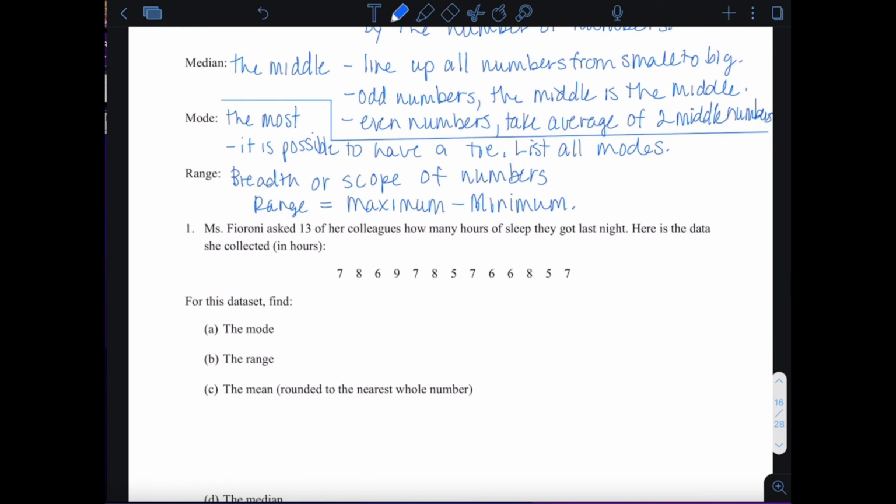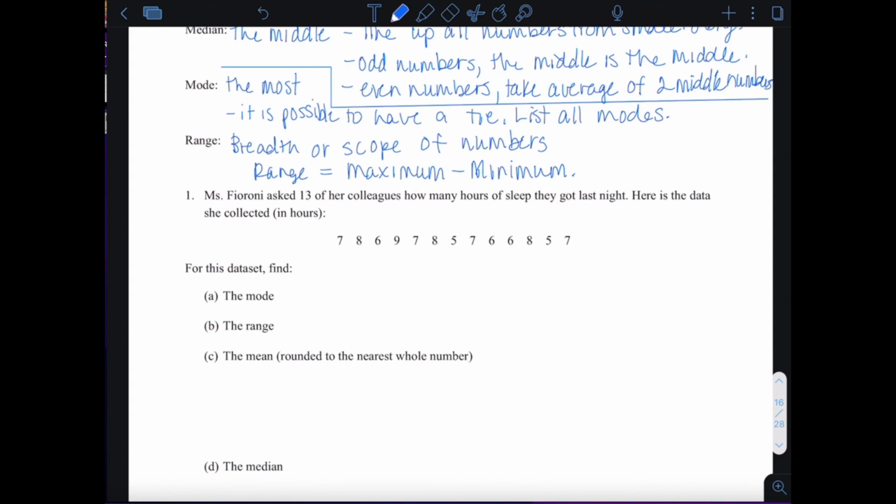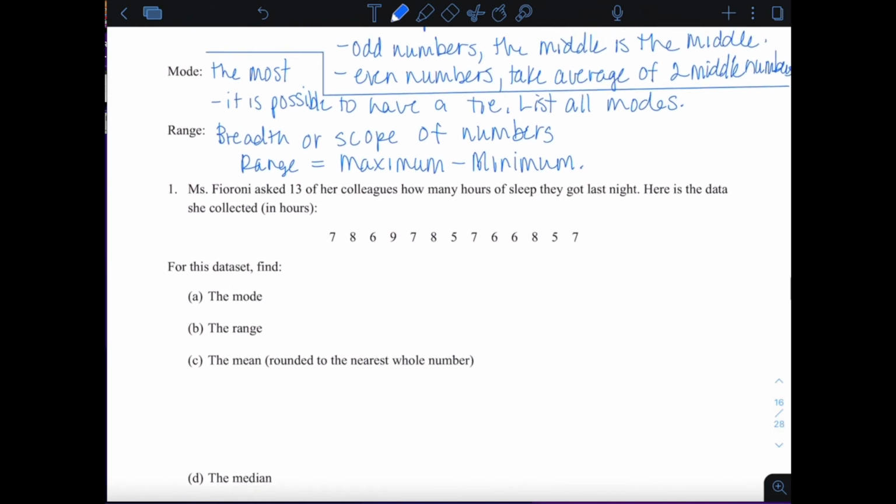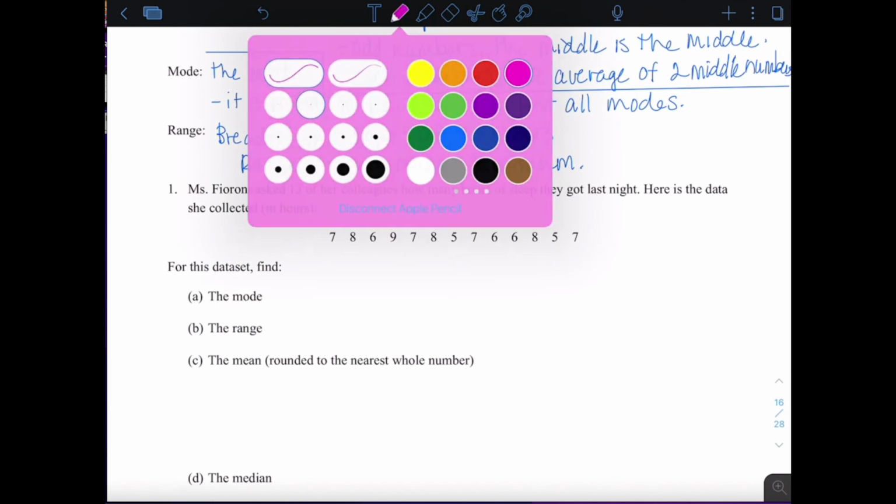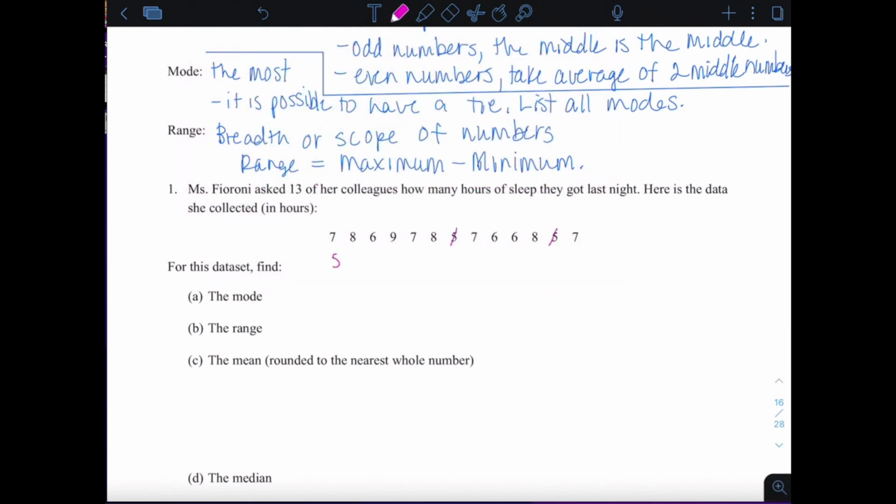So what we might want to do, this could save us some time, is put this in an ordered list, okay? So I'm going to put my 5s in first, and I've got 1, 2, 3 6s. I've got 1, 2, 3, 4 7s. I've got 1, 2, 3 8s. And I've got 1 9. Okay, so I can see that the mode is 7.